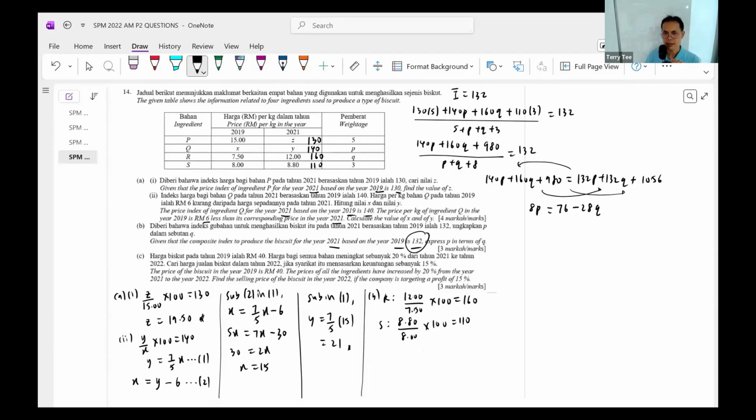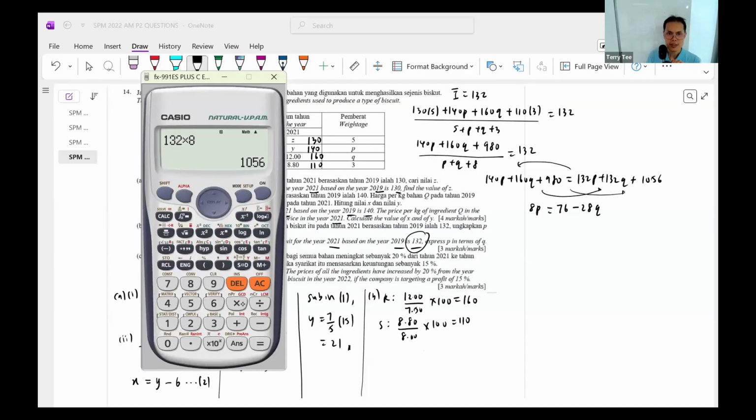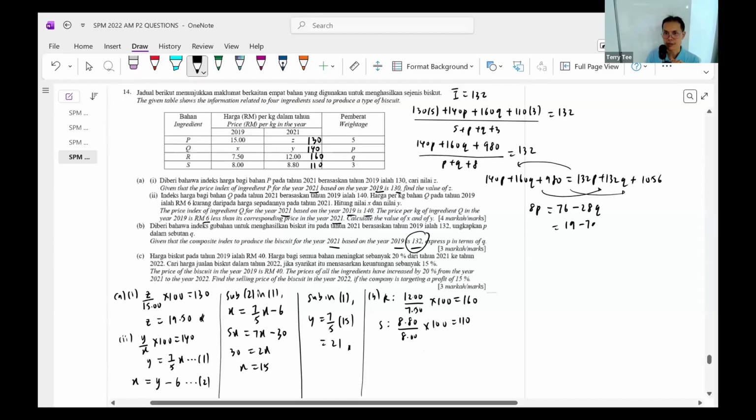Okay, can I divide this? I think we can. 76, can you divide by 4? Cannot divide by 8, can divide by 4. So when you divide by 4, 76 is 19, 28 divided by 4 is 7. Bring it over, you get P equals 19 minus 7Q over 2. Okay.